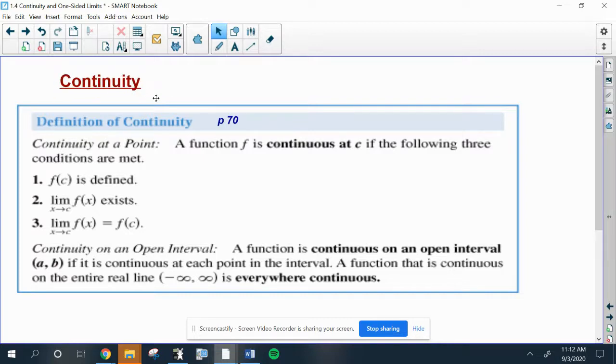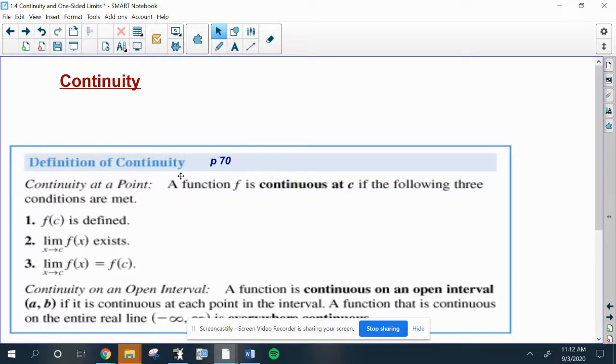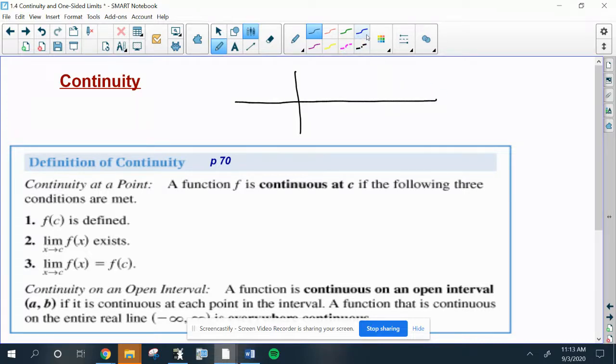First of all, the non-calculus version of continuity is very simple. A function's continuous if there's no breaks, basically. So if you can trace the function and not take your pen off the paper, it's continuous. If there's one point that it breaks, it's not continuous. Even if that point is a vertical asymptote, not continuous there. So it's a very simple concept, continuity.